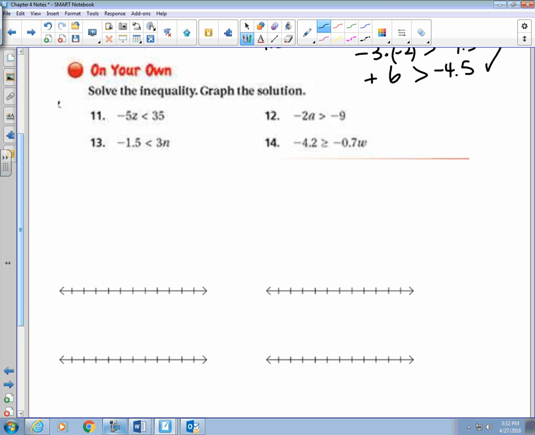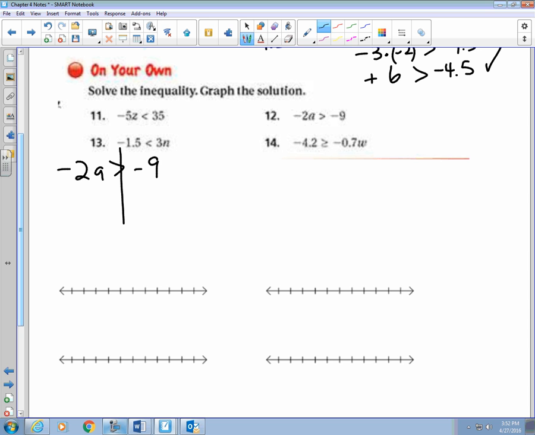Let's see, which one do I want to do here? Why don't we do number 12 on this one? Nope, that's very similar to what we did. I guess they're all pretty similar. So we'll do number 12. So we got negative 2a is greater than negative 9.